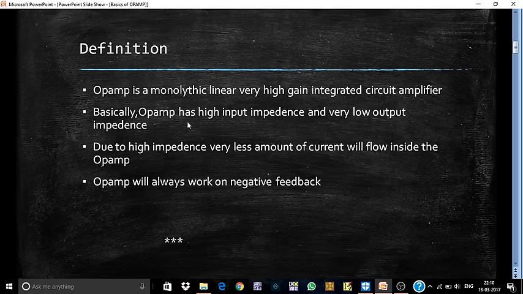Basically, Op-amp has high input impedance and very low output impedance. Due to high input impedance, a very small amount of current will flow into the Op-amp. Op-amp will always work with negative feedback.